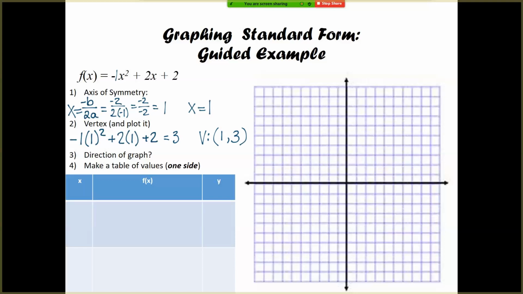So I'm going to go ahead and graph that. Remember, your vertex is always the first point that you graph. So 1, 3 to the right, 1 from the origin, and then up 3. Direction of my graph, I have to decide, is a positive or negative? Negative, which means my graph is negative, so I frown, which means it opens down. So my graph will look something like that.